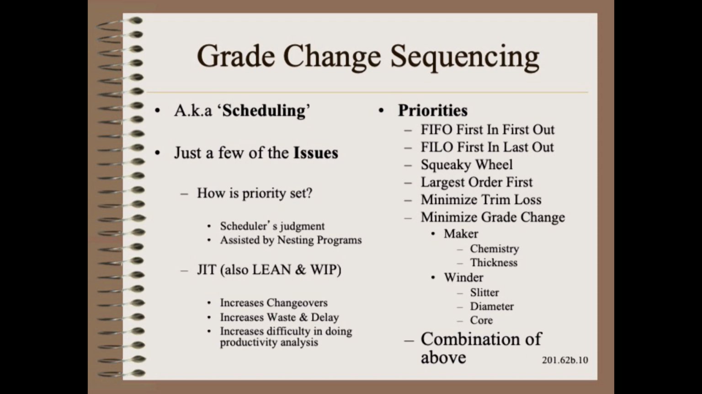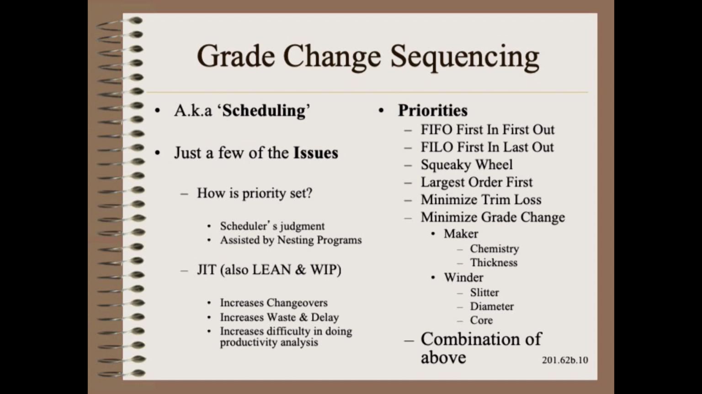Grade changes will cause a productivity hit on almost any machine. However, they are most especially troublesome for rewinders. The reason is that grade changes on the maker are less frequent. In contrast, the rewinder may make grade changes nearly every set in some worst cases, because changing diameters or cores or slit widths might be needed for short orders. Thus, for example, the winder may change from 3-inch cores to 4-inch cores and then back to 3-inch cores.